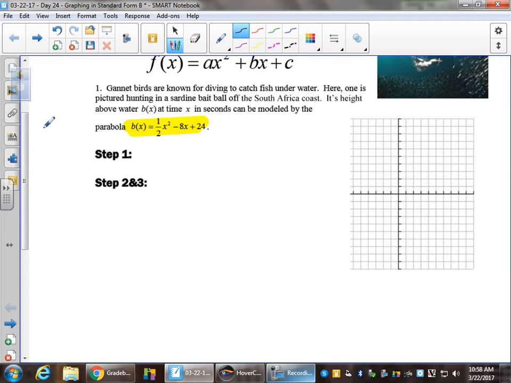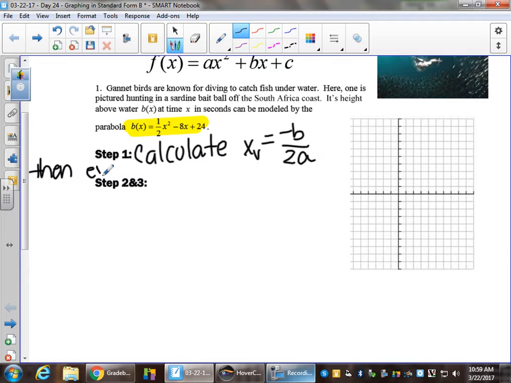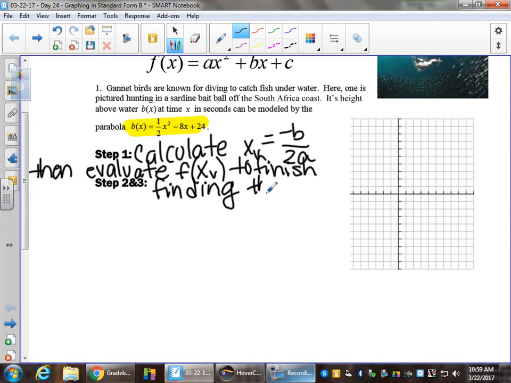Step 1, calculate the x value of the vertex, then evaluate f of the x value to finish finding the vertex.